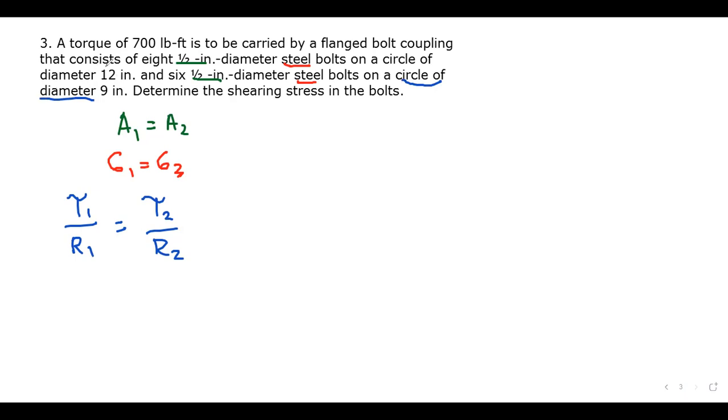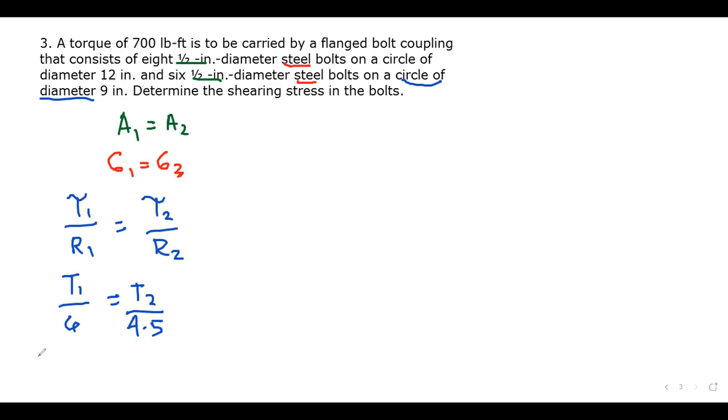Di ba? Mas malaki itong 12 inches. So let's say yung 12 inches yung sa R1. And then dahil diameter yan, half lang natin. So magiging tau 1 over 6 is equals to tau 2 over half ng 9, 4.5. So ayan na yung relationship between the two. Okay? Yan na yung relationship sa dalawang yan. So magagamit natin siya pag nag-solve na tayo.